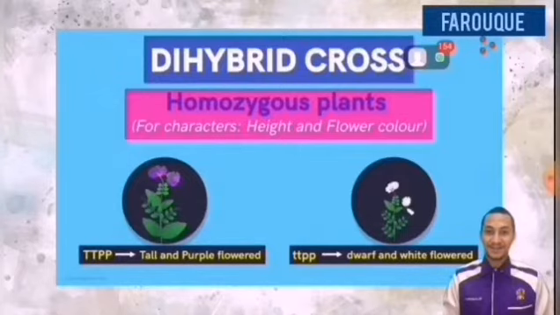So let us consider these characters together to understand the dihybrid cross. For our convenience, we take one plant which has both dominant characters while the other has both recessive characters. It means we take both the plants which are homozygous. What will the genotypes be? TTPP in uppercase will be the plant which is tall with purple color flowers. Similarly, ttpp in lowercase will represent a plant that is dwarf and has white color flowers.